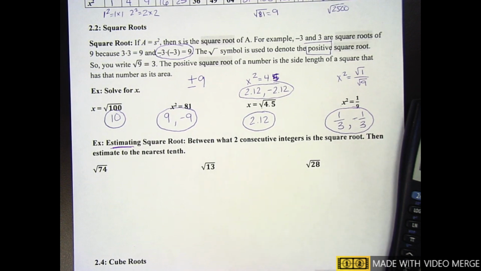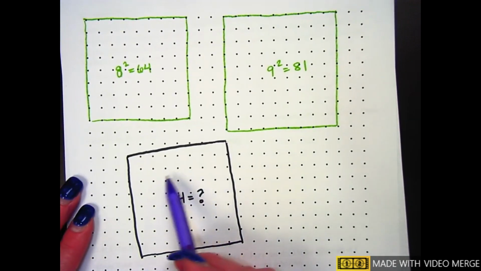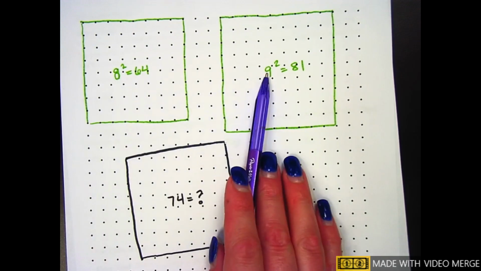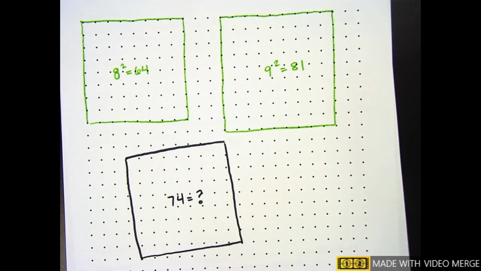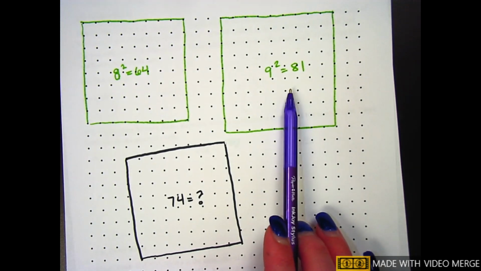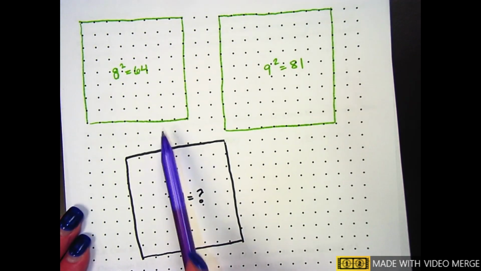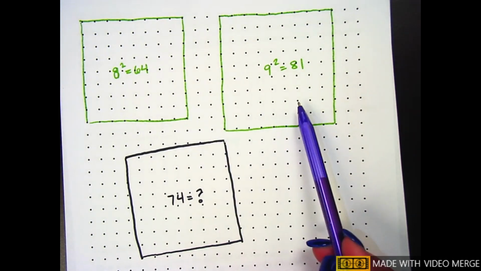I have my square root symbol, so it's just going to be a positive answer. In order to make an educated guess, I have a dot graph here for you. If I had 74 boxes, my goal is to guess which two numbers it is between. I can visually see 8 times 8 would make 64 boxes, and 9 times 9 would make 81 boxes. So my 74 is in the middle between these two sides. When I guess my decimal, I want to guess 8 point something, a little bit more, to get to 74.